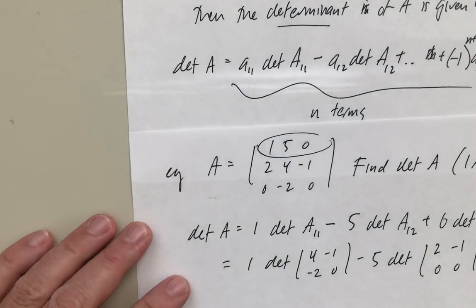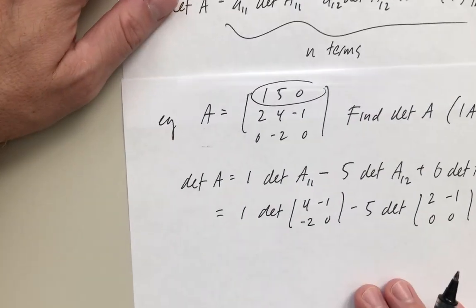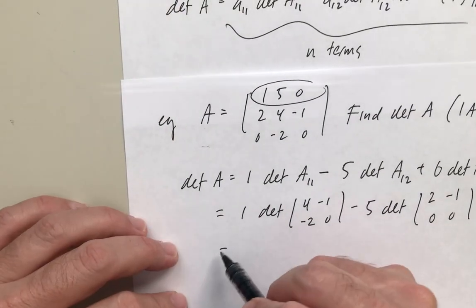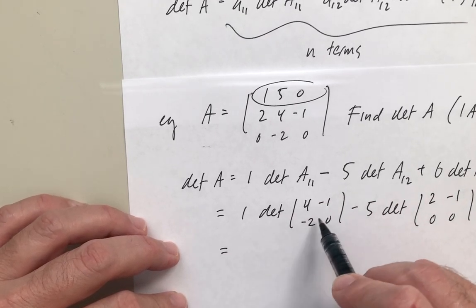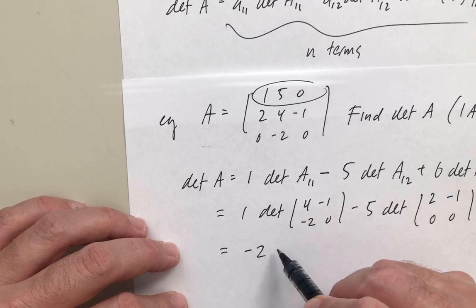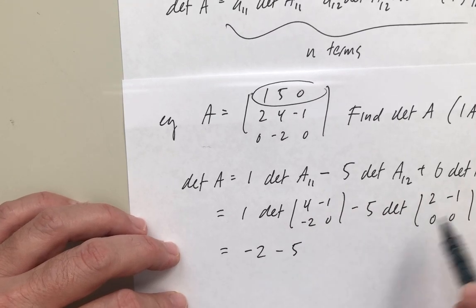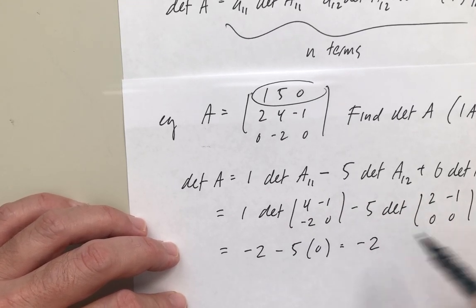Okay? And then the idea is, well, these are just 2 by 2s. We know what to do. Okay, so this is going to be 1 times, what's the determinant here? That's 0 minus 2. So minus 5 times, well, that's 0. So you're actually at minus 2.